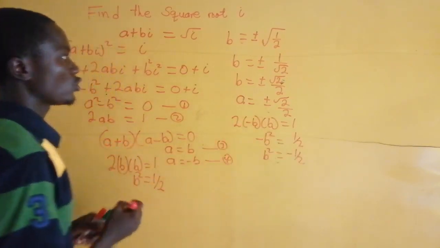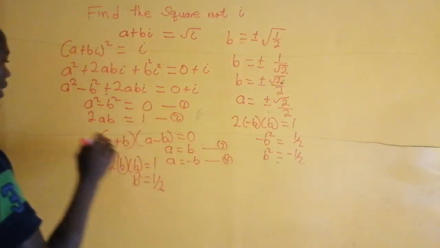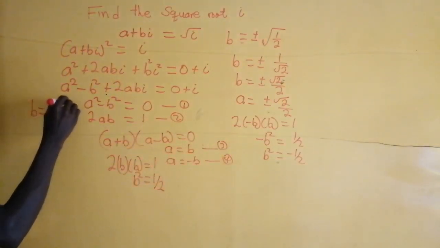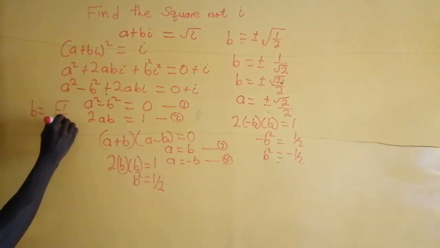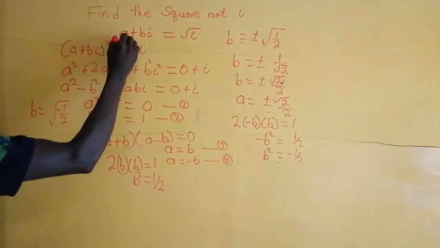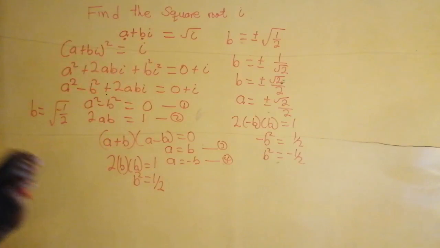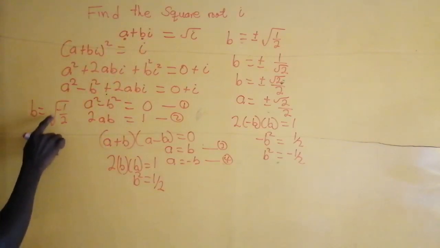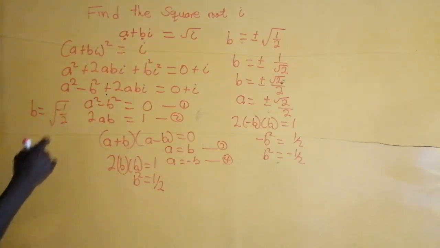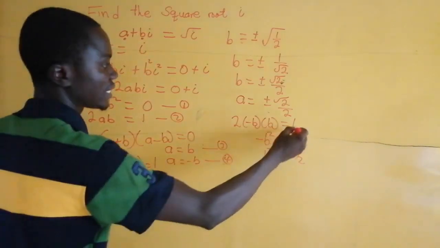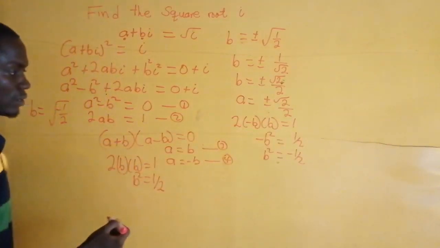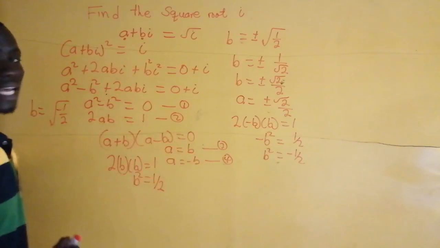Now if we find the square root of both sides, we are going to get b equal to the square root of negative 1 on 2. But here, a and b are real numbers. And here, the square root of negative 1 on 2 will give us a complex number. So we will discard this choice. So a equal to negative b will be discarded.